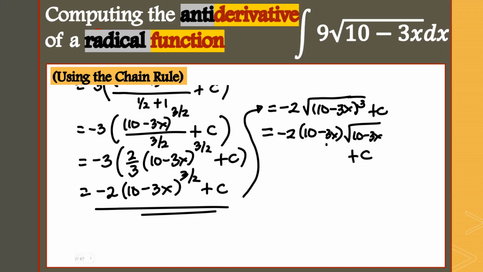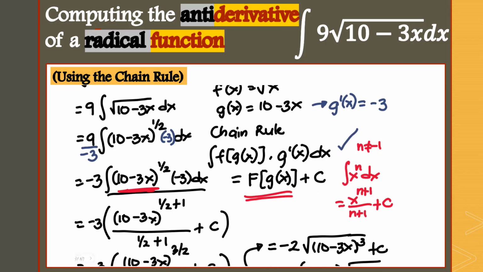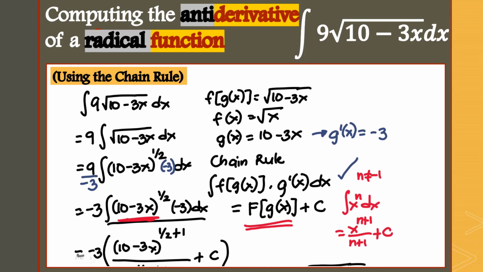This originally has a square, and this is actually 1. So 2 plus 1, you have actually 3. And of course, plus c. You don't need to multiply 2 to the binomial expression 10 minus 3x. We can stick to this or, as mentioned, have this as our final answer. This is the antiderivative of the given radical function using the chain rule. This will be verified further as we will have later on the same example using another rule in the next video.